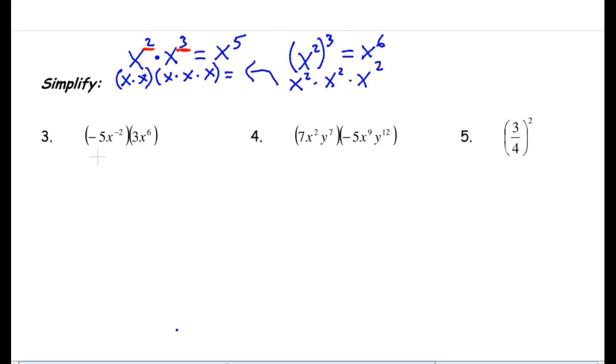Now how can you tell the difference? Well, you can see how we have 2 different bases here. There's an x and an x. That's how you know you're supposed to add these. This has 2 exponents, but only one base. It has one single x. So when you have 2 exponents, that lets you know you're supposed to multiply them.